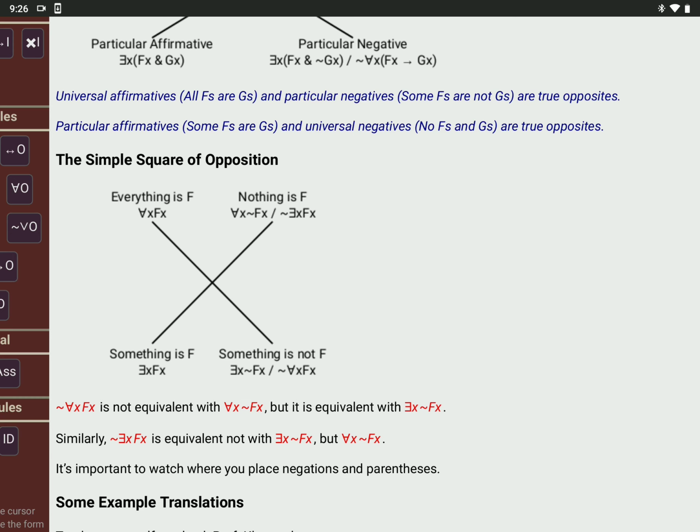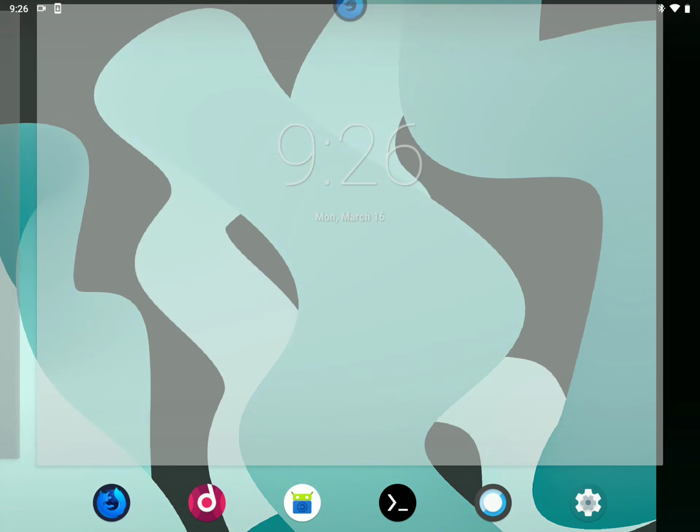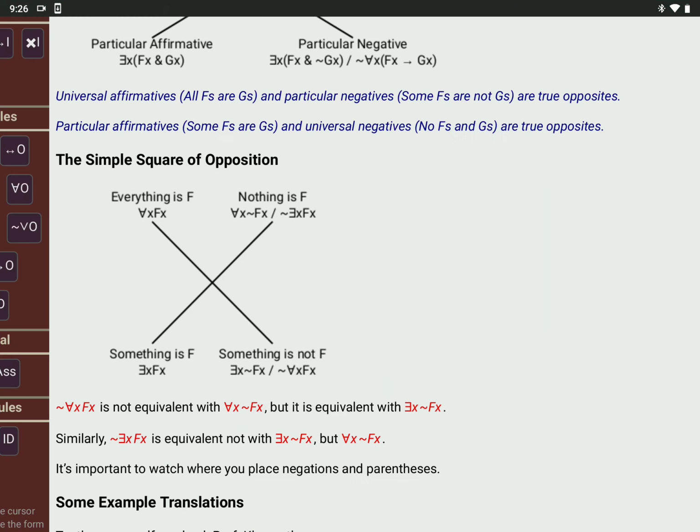Similarly, saying it's not true that there is an x, Fx isn't equivalent with saying there is an x, not Fx. To say it's not true that something is means nothing is, but to say that something isn't, there is an x, not Fx, that means it's not true that everything isn't. So they are different.